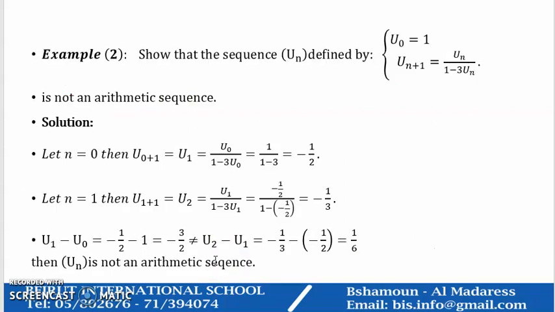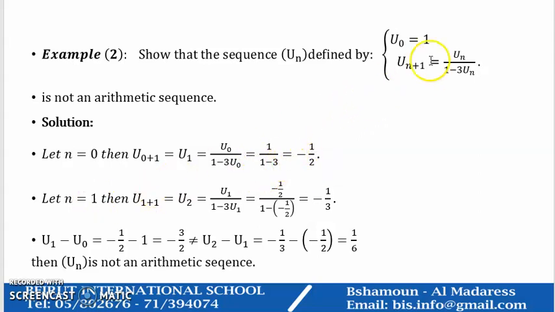Another example here: un is given by recurrence, and we have a recursive formula for un. Now they ask us to show that the sequence un defined by u0 equal 1, un plus 1 equal un over 1 minus 3 un, is not an arithmetic sequence. Let n equal 0. We obtain, of course, I'm going to replace 0 in this formula, so it will be u0 plus 1, which is u1, and I replace n by 0, so this becomes u0 over 1 minus 3 u0, which is minus half.